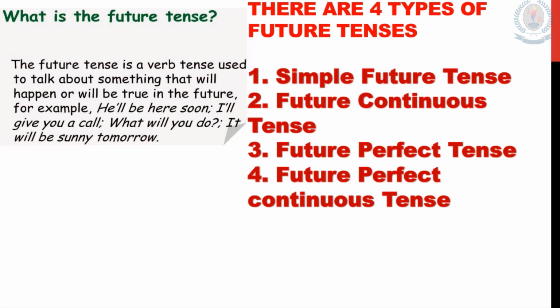And then, any tense will come in different types. It could be simple future tense, future continuous tense, future perfect tense, or future perfect continuous tense.